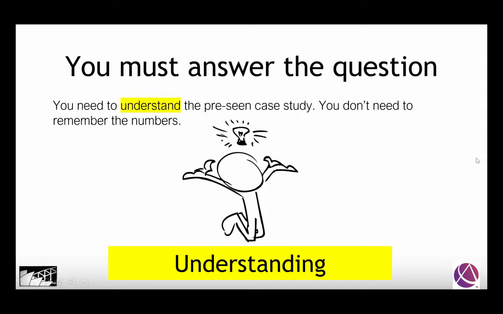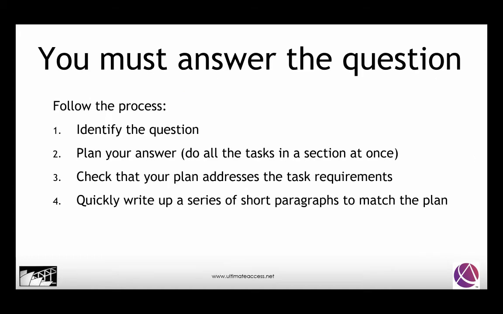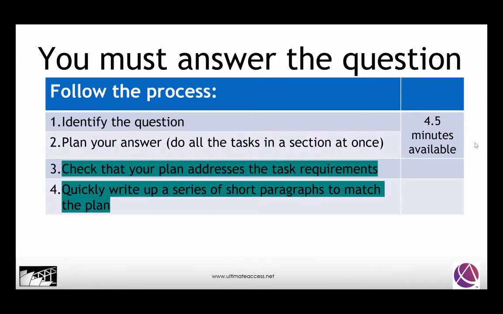So you need to understand the pre-seen, you don't need to remember any numbers from it, and this understanding then comes through. We have to identify the question. In this case, I think that there's 2 elements, so we've got to understand both questions, and then we've got to plan the answer, and then do all the tasks in one section at once, of course, in the exam, but here within this 10-minute session we're just looking at half of a section. Then we would check that our plan addresses the task requirements, and then quick. So at this stage we identify the question, and we've got our 4.5 minutes available for that and for planning the answer.